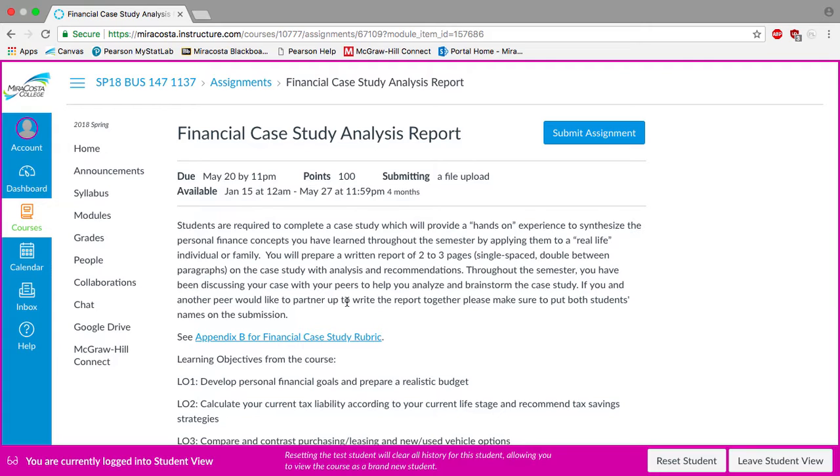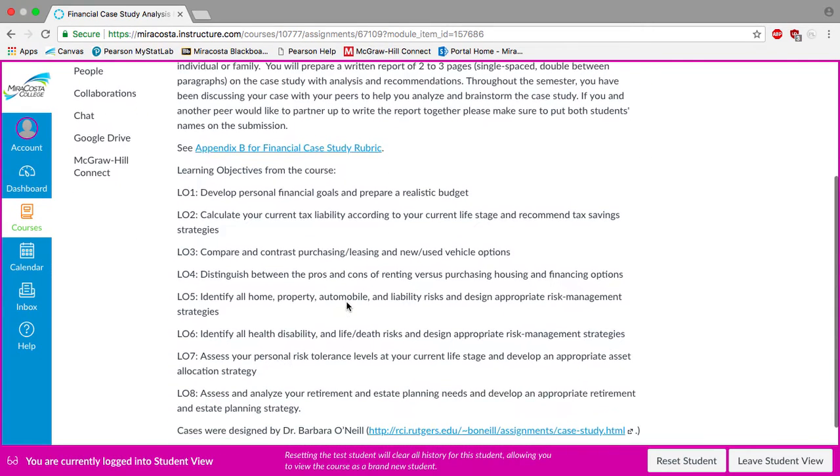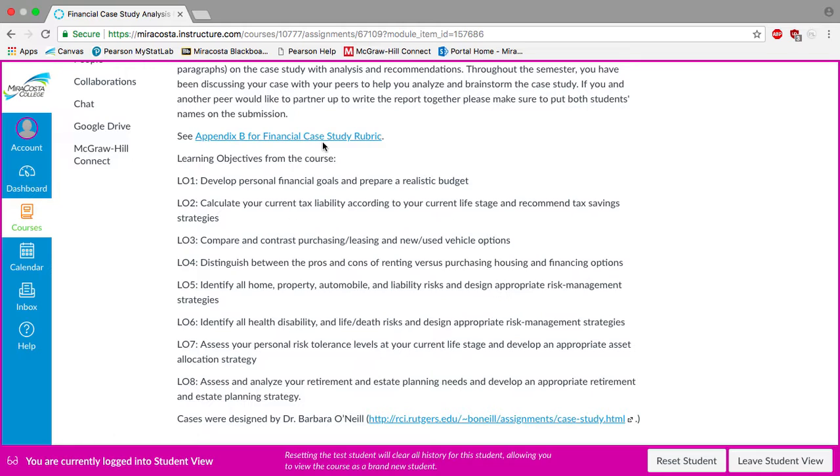Now, you may have also decided to partner up to co-write a report, and if that's the case, make sure to put both your names on the assignment and to both submit separately. Let's go ahead and look at the Appendix B for the financial case study rubric. And note, I have reposted the learning objectives from our course. There were 8 learning objectives that hopefully we've achieved by going through this class together. And you'll want to include some of these in your final report.